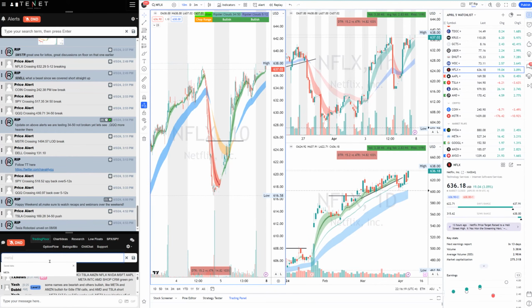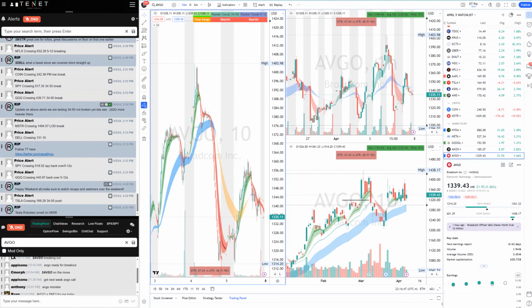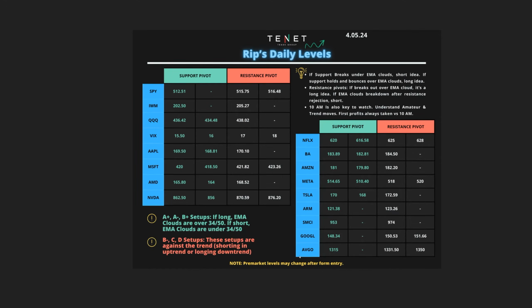Netflix was pretty good as well in the community. And again, when the SPY and QQQ break out, things break out, right? So Netflix keeps going. Nancy was on it, and a lot of our traders were on it, and they really nailed Netflix.